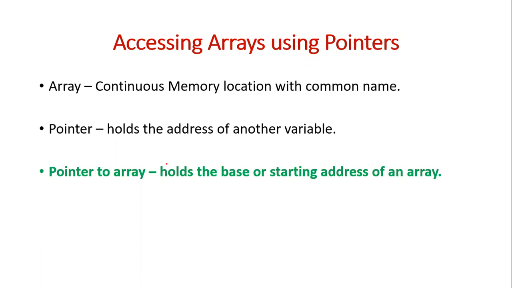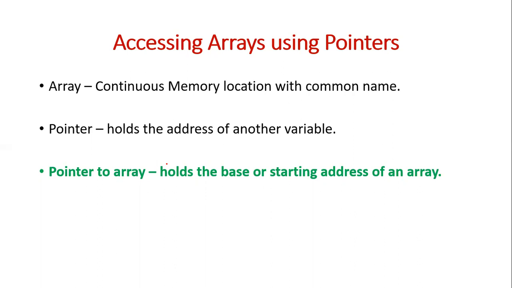So the definition of an array is a continuous memory location with a common name. Whenever memory is allocated for an array, it will always be in contiguous locations and of a similar type. All the elements in the array will be of the same data type. If it is a character array, then all the elements will be characters. If it is an integer array, all will be integers. If it is a float array, all will be floats. And the memory location will be contiguous.